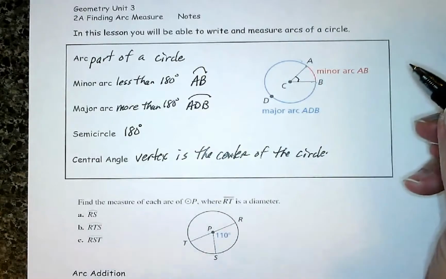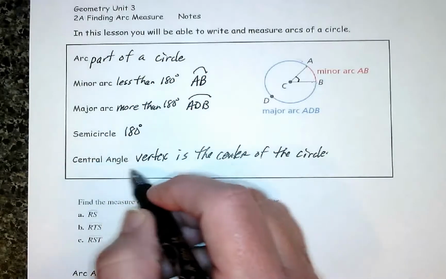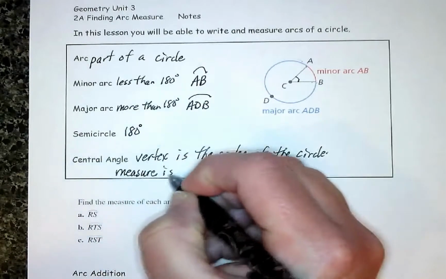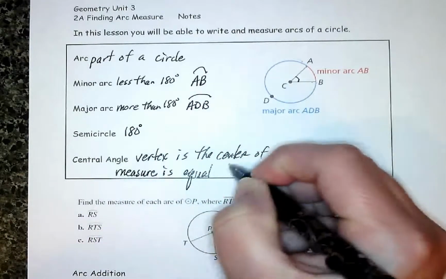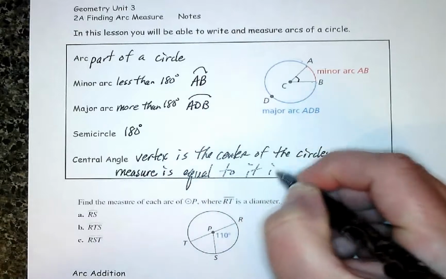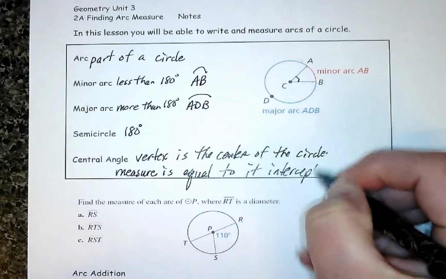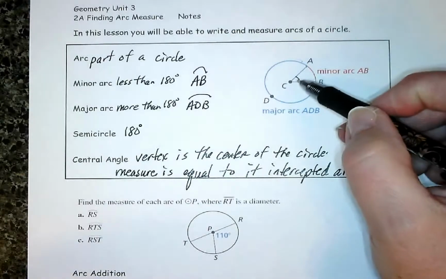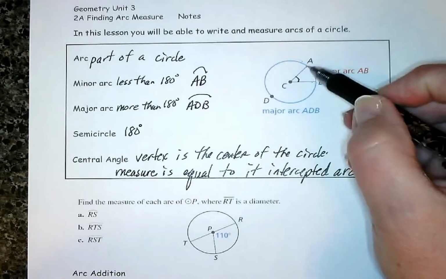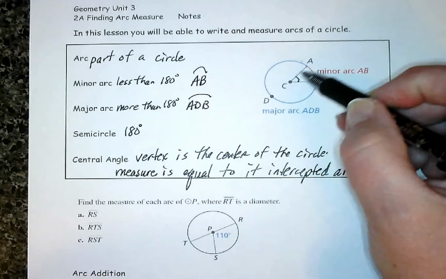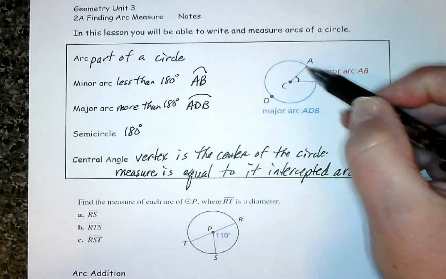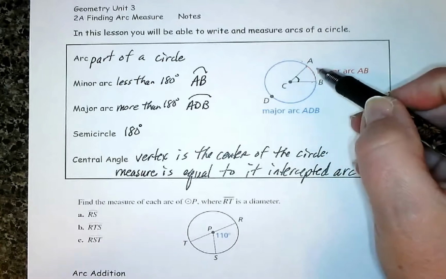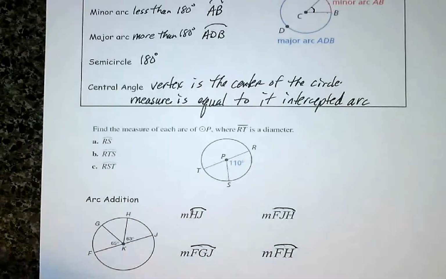Now to measure a central angle, the measure is equal to its intercepted arc. So what does that mean? However many degrees this angle is, and its arc, that when I bring out the sides, that arc that's between them, those two measurements are going to be equal, or going to be the same. So for example, let's take a look at this first one.